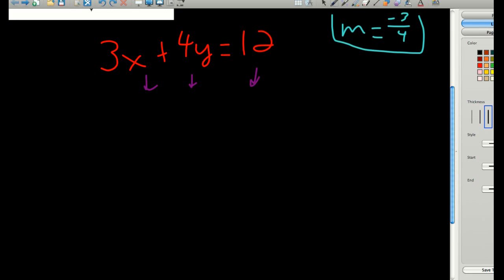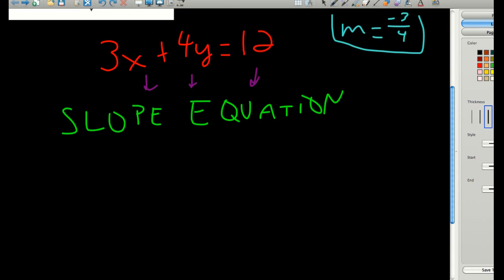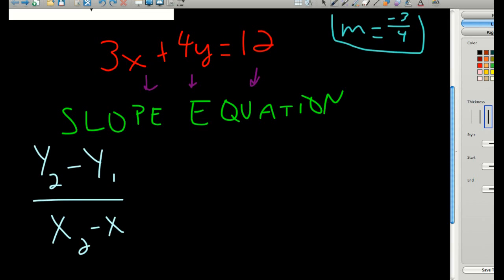Well, we can do that because we have something called the slope equation, and the slope equation can be used to, well, you guessed it, find the slope. The slope equation is as follows. It goes y2 minus y1, and I'll explain what all these variables mean afterwards, over x2 minus x1 equals m. And as you learned, m is just a variable we give to slope.